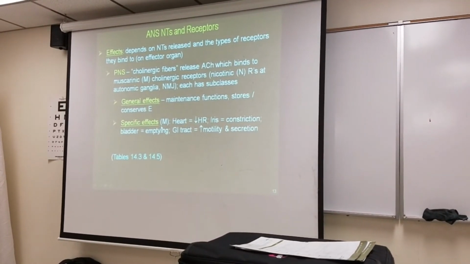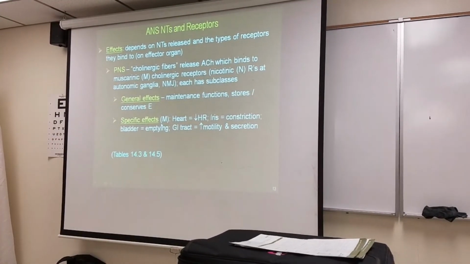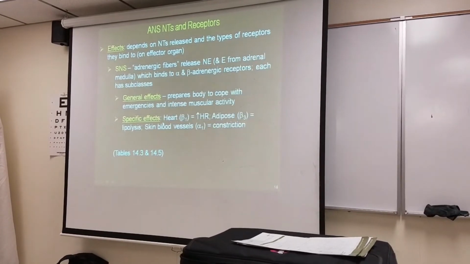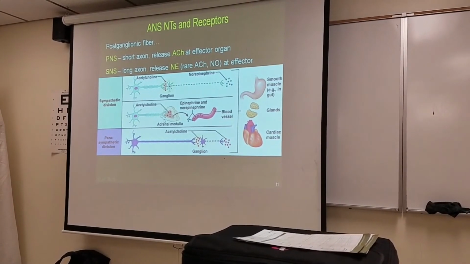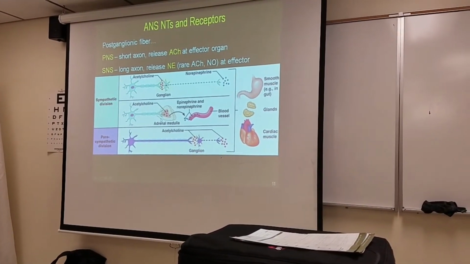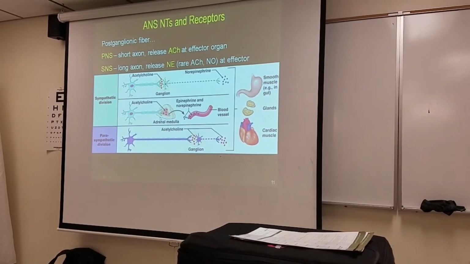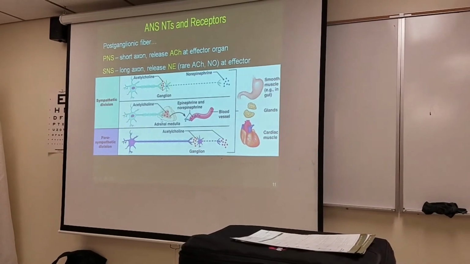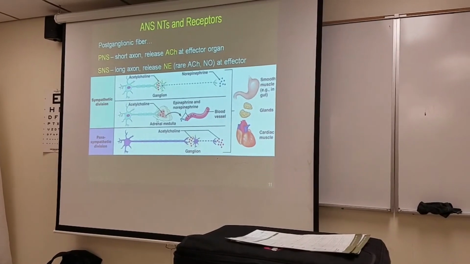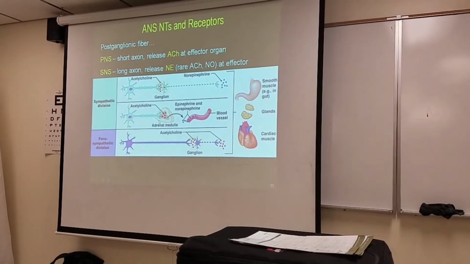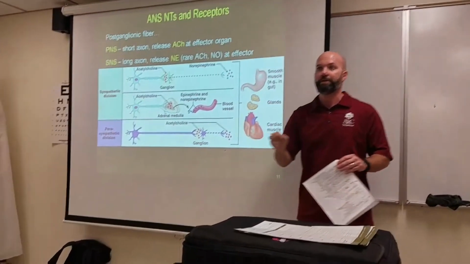Neurotransmitters and receptors. All autonomic preganglionic fibers are cholinergic fibers, which means they secrete what? Acetylcholine. And at the autonomic ganglia, that ACh is binding to nicotinic receptors. All parasympathetic postganglionic fibers are cholinergic. They all release ACh, just like the pre. Most sympathetic postganglionic fibers are adrenergic. Most secrete norepinephrine, but not all.